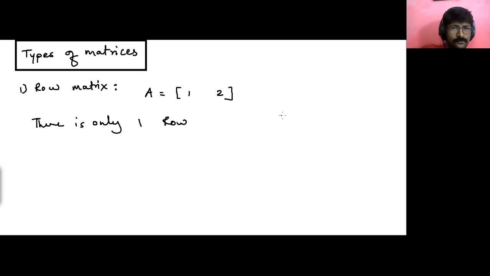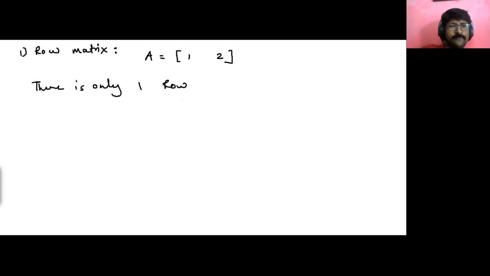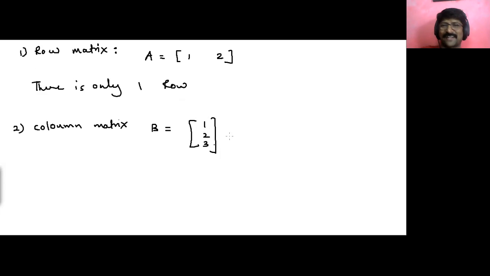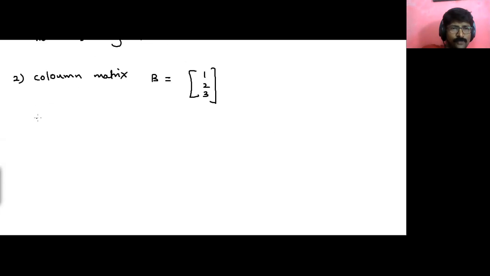The second one is, what is the second type of matrix? Yes, very good. Half of you have already guessed. Column matrix. What do you mean by column matrix? Let's say B is a column matrix, like 1, 2, 3, something like this. Now, don't draw the lines over here, okay? These are not fractions. These are just 1, and below it 2, and below it 3, any random numbers you can say. So this is called a column matrix. So what is a column matrix? There is only one column.